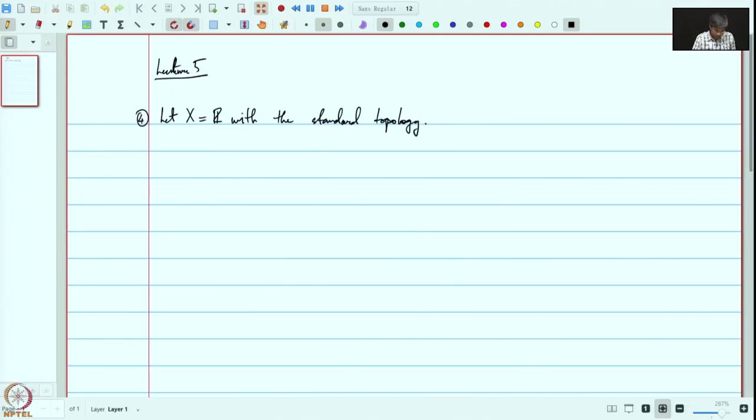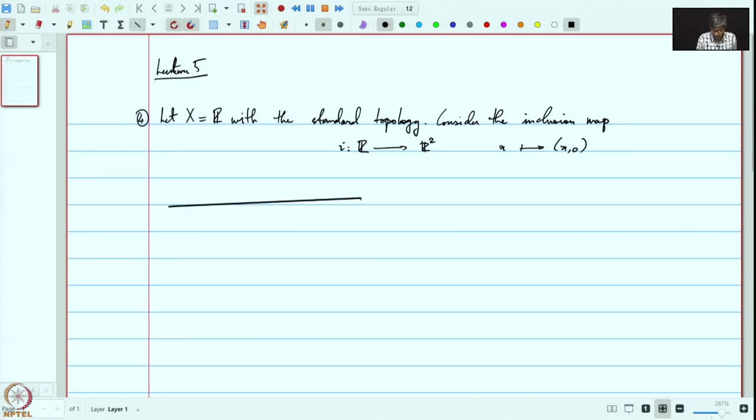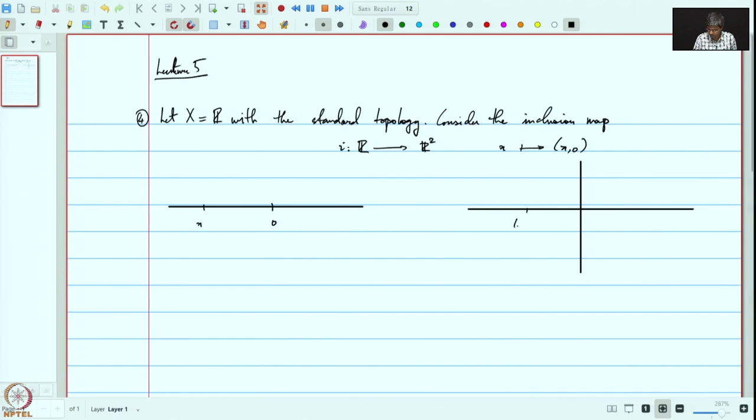And consider the inclusion map I from R to R2, which sends x to (x, 0). So we are just embedding the real line into R2 as the x-axis. So this is 0, so point x is going to (x, 0).